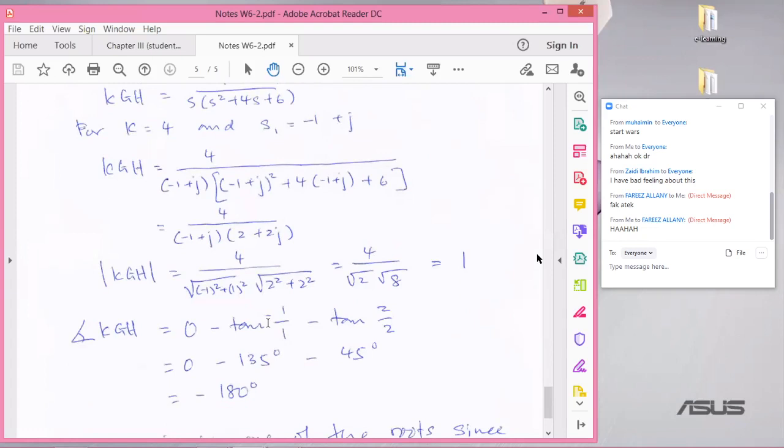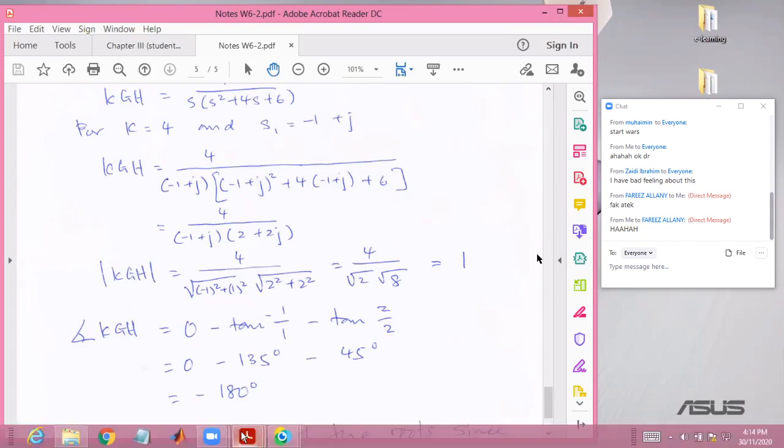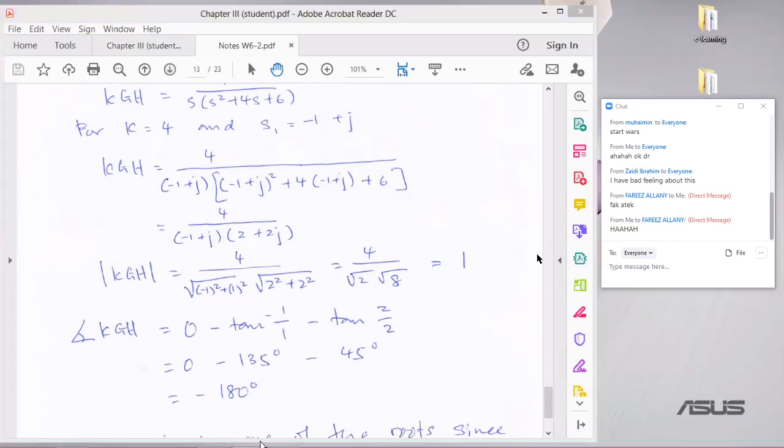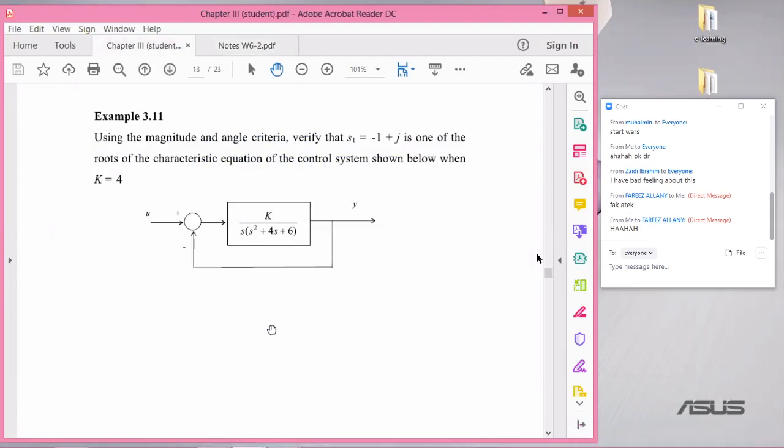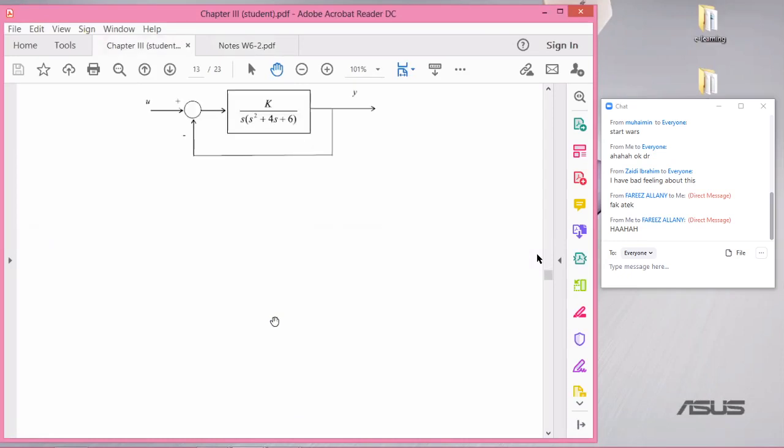But we are not going to go through all this tedious argument and computation when we want to draw the root locus diagram. The procedure for drawing the root locus diagram has been established. All we have to do is just follow it to draw the root locus diagram accurately.